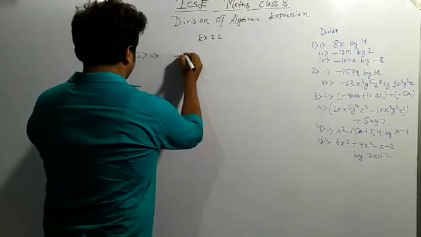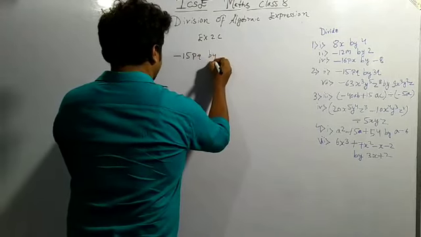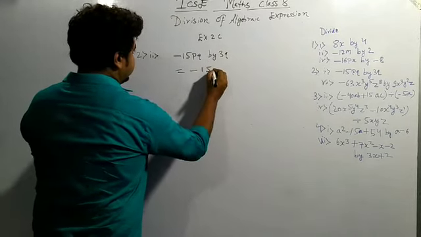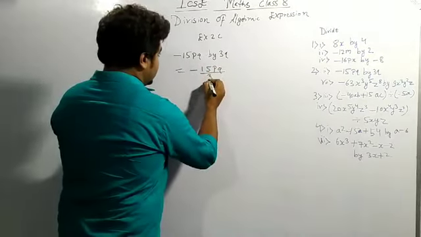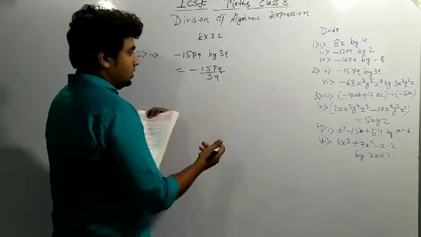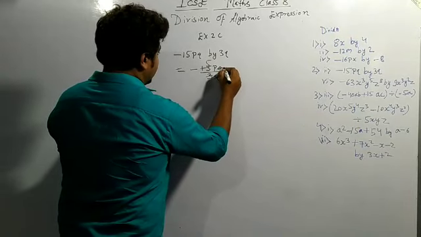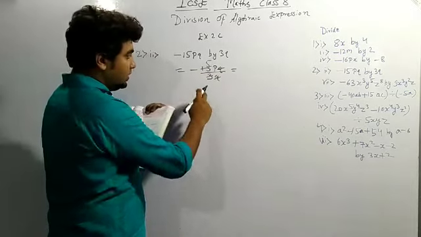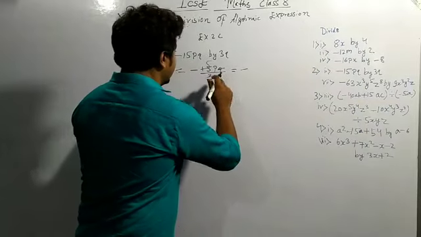Part 2 is minus 15pq divided by 3q. So we can write it as minus 15pq divided by 3q. Here we are getting numeric values as well as variables. So we can cancel the 3 fives, and q will also be cancelled. As you can see, in the numerator there is a minus sign and in the denominator a plus sign, so it will remain minus only.